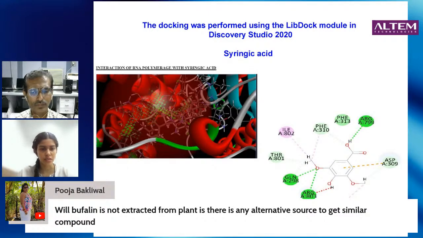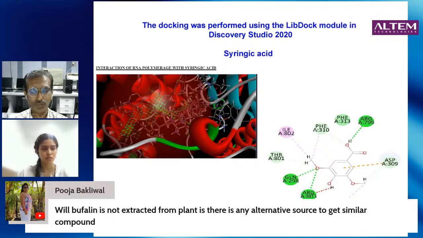The next question is, if bufferine is not extracted from a plant, is there any alternative source to get a similar compound? Yes, if you look at the story of aspirin, which was originally extracted from the willow tree, now it's made synthetically. Similarly, artemisinin, the drug used to treat malaria, is now synthetically made. And similarly, there are even semi-synthetic penicillins. So all these compounds are lead compounds.